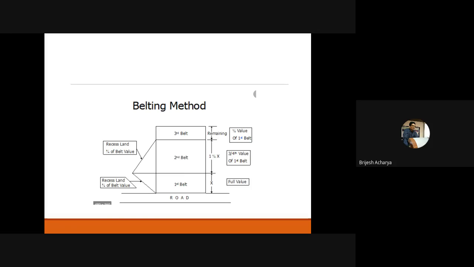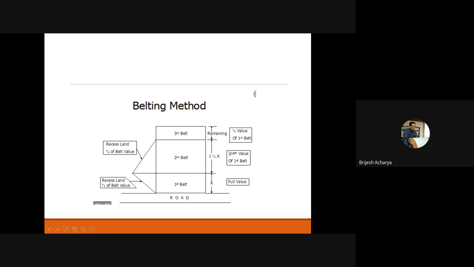That means out of this first, second, and third belt, which one is the costliest belt? The costliest belt will be the first belt. The value of the plots in the second belt will be 3/4 of that of the first belt, and the value of plots in the third belt will be half of that of the first. This is for illustration. This will never happen that the value of the plots in the third belt will be exactly half of the first belt. It won't be, right? There will be a marginal difference between the value of a plot located in the first belt and the value of a plot located in the third belt.